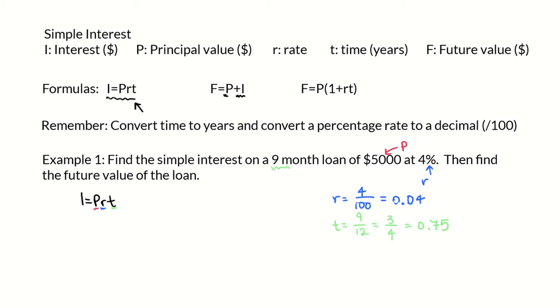And then we plug those pieces into this interest formula. So we get that the interest is equal to 5,000 multiplied by the rate, 0.04, multiplied by the time, which is 0.75. This comes out to 150. So the interest is $150.